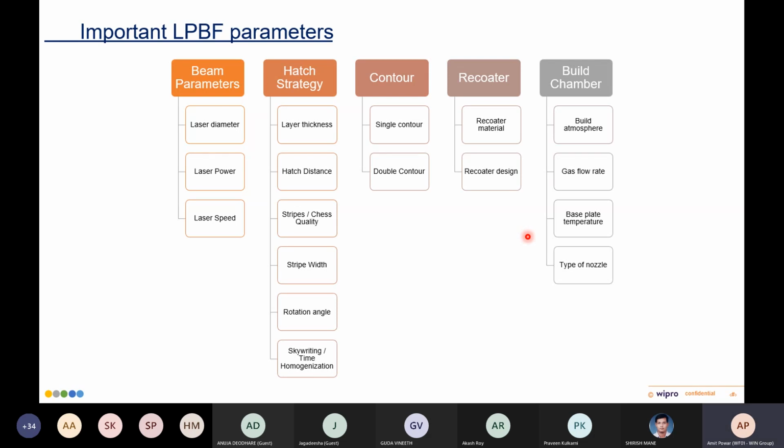Then there are some parameters called contour parameters, and these parameters are related to your surface finish. If you need a good surface finish, then you can use a double contour. Otherwise, if there is not much requirement on surface finish, or anyway you are going to machine it, then you can use a single contour. And then the recoater material and recoater design also contribute. There are different types of recoaters coming nowadays, which are considered an important LPBF parameter.